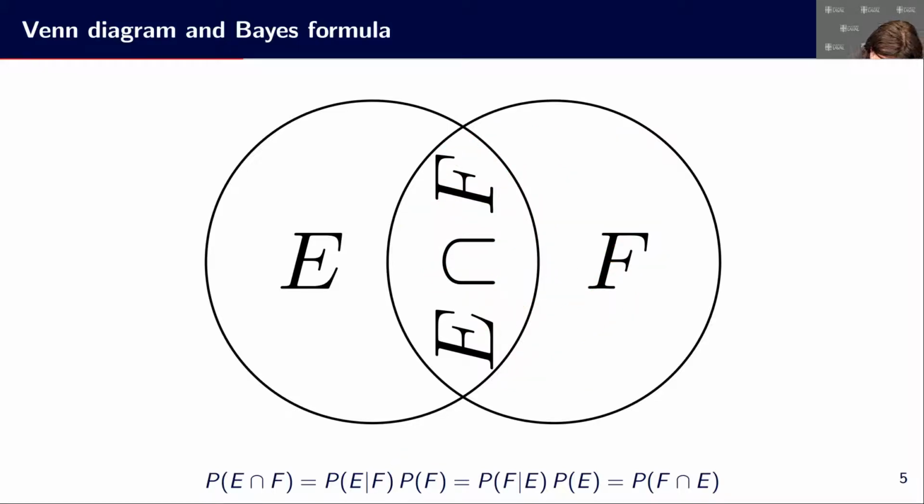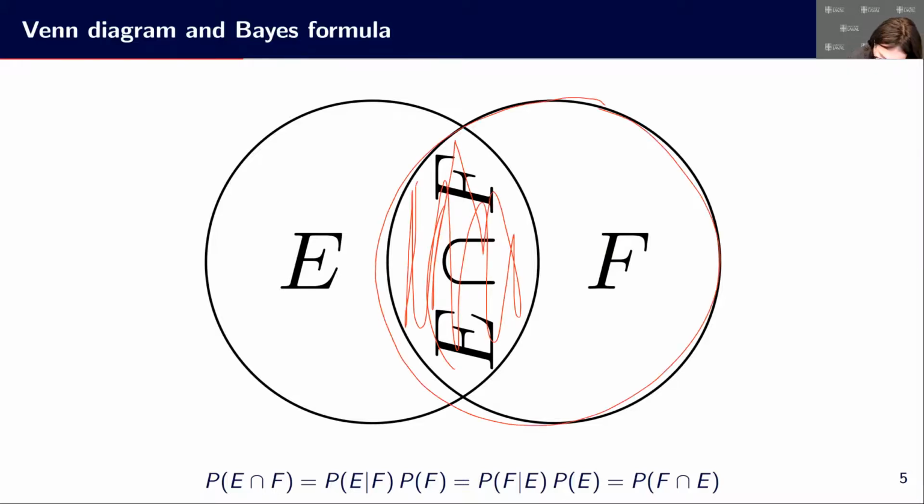which is basically that space here. So we say, okay, we are in F, but what is the probability of being in E given that we are in F? This is that. And this is P of E intersection F.